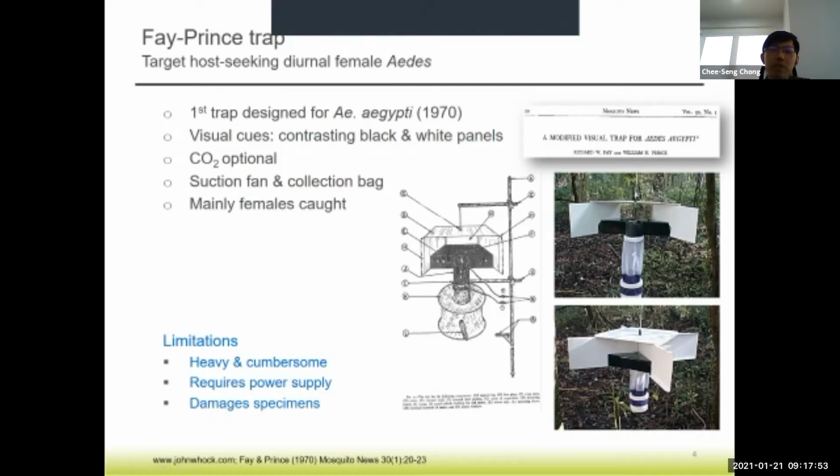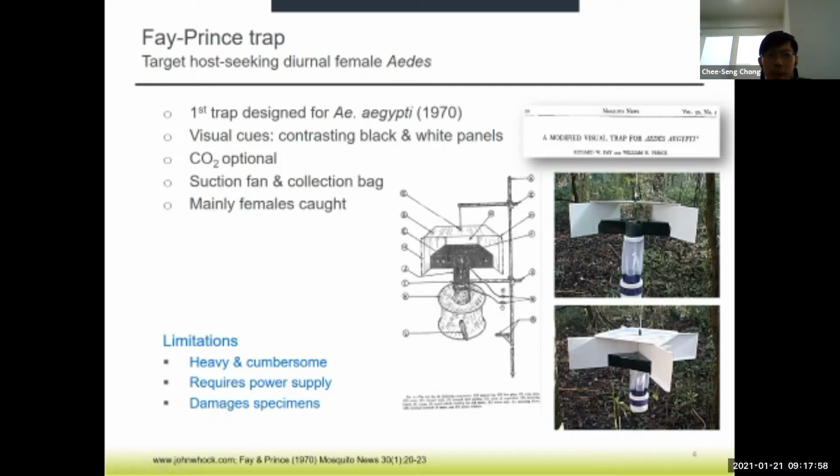What's interesting is that this particular trap utilizes visual cues. If you notice, there are these black and white panels. This contrasting black and white is attractive to Aedes aegypti from a distance, and this contrasting color is what attracts them to the trap. Once they fly towards the trap, a suction fan draws the mosquito into the collection device at the bottom of it.